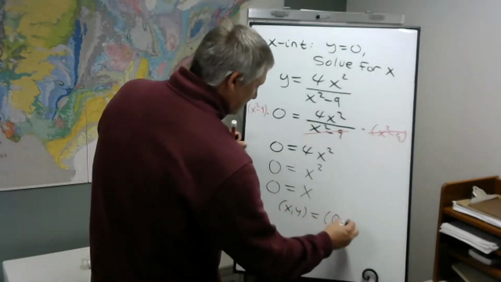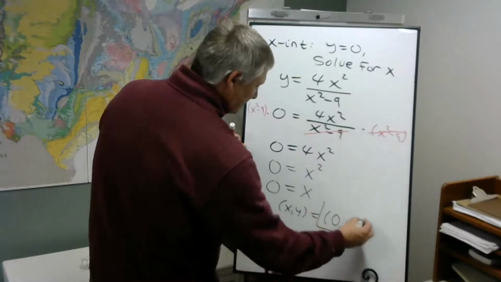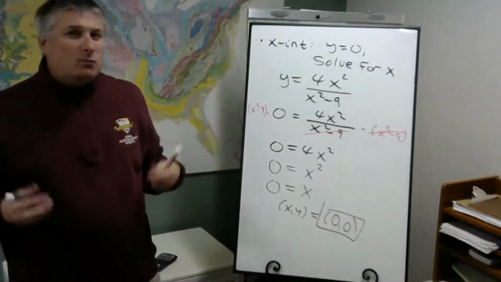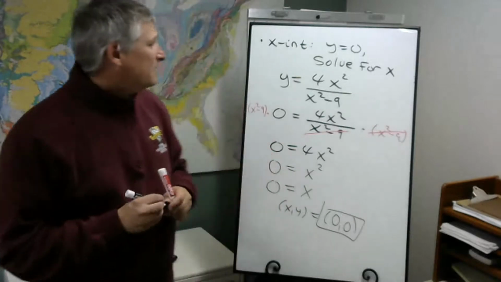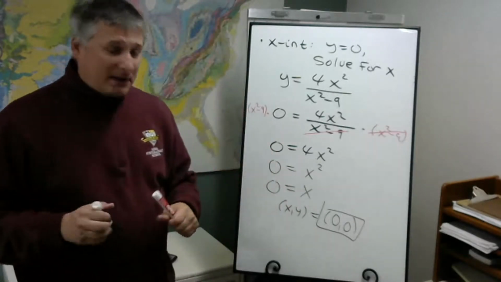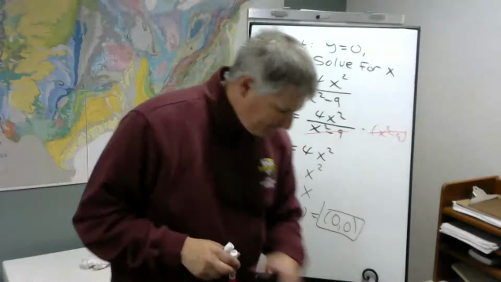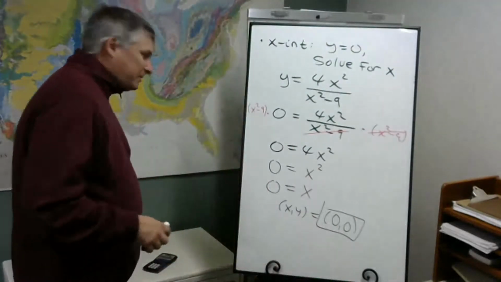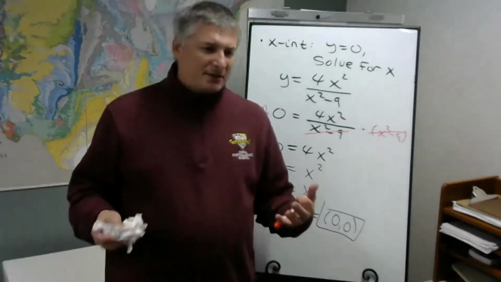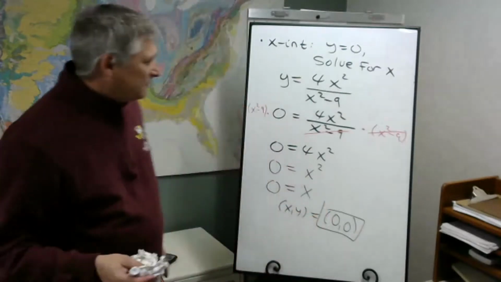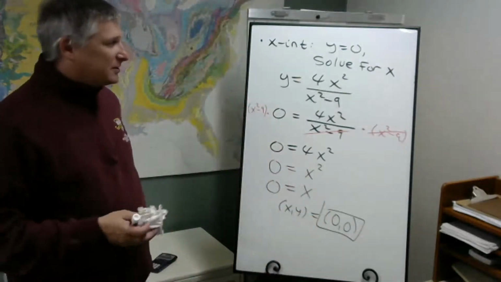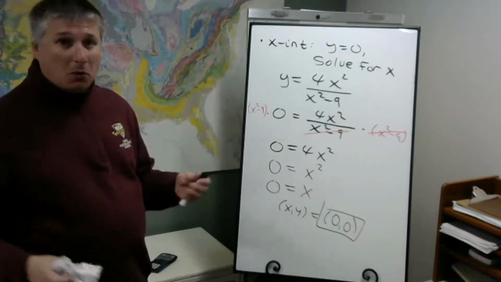And so what you discover is that our x-intercept and y-intercept, they're the same point. They're the origin. So keep that in mind. All right, so we found out that our y-intercept and our x-intercept are the origin. So the function passes through the origin. Well, now let's take a look at some vertical asymptotes or holes.